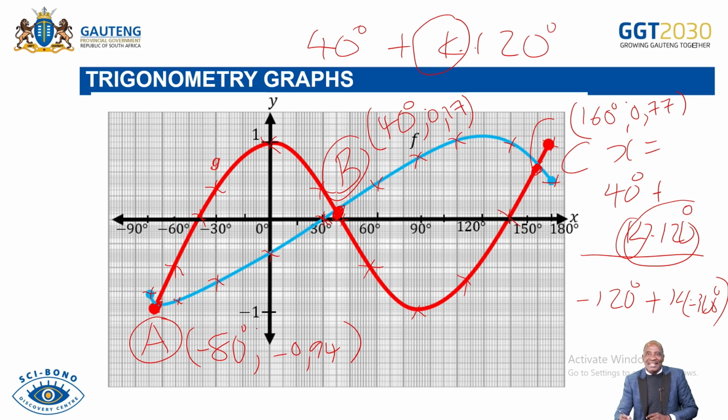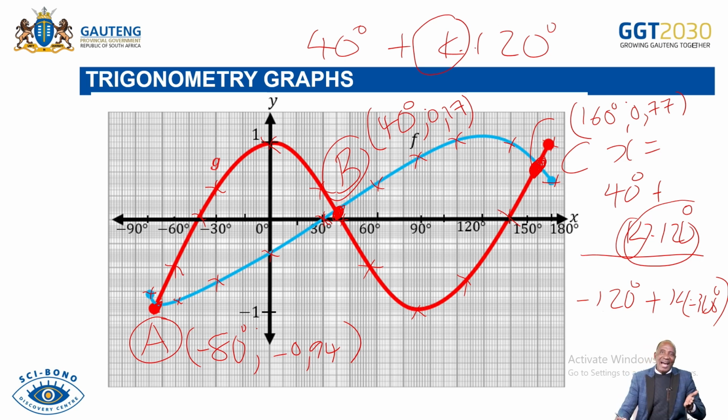Then if I want the next angle, I put k is 1. 1 times 120 will give me 120. 120 plus 40 will give me 160. That's the one that takes me to 160 degrees here. Then you substitute 160 into the function, either function, just like in all other graphs. After getting the x, you substitute and get y. We are doing the same even here.